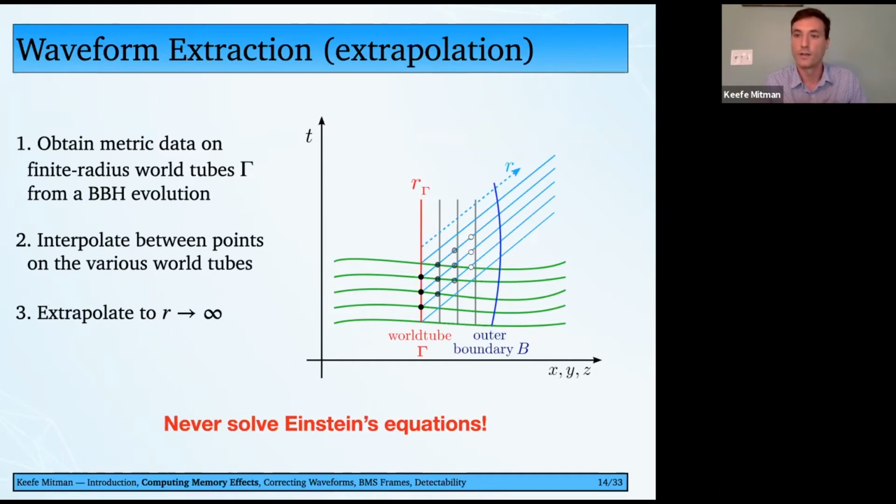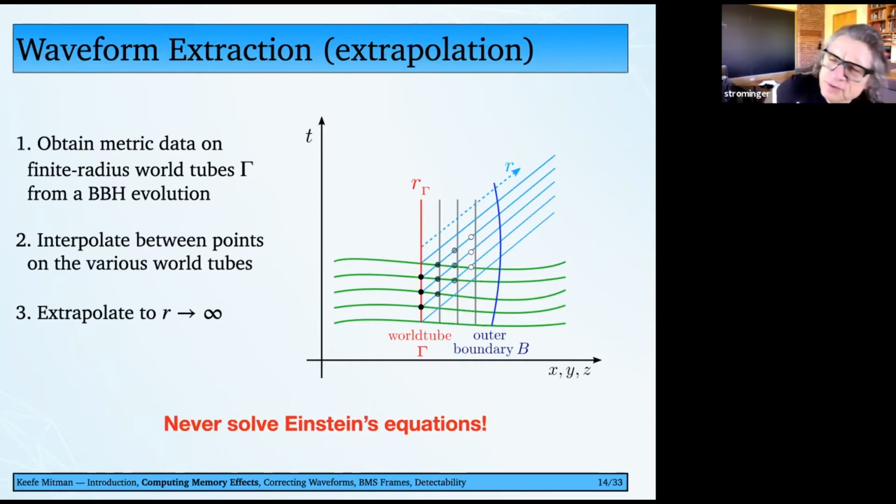Fortunately, there is a better way to do this waveform extraction, which should be pretty obvious, right? We should just solve Einstein's equations on these null hypersurfaces connecting our world tube to asymptotic infinity instead of running this extrapolation procedure. So to see the memory effect, of course, you have to keep very careful track of your coordinate system, which is measurable data.